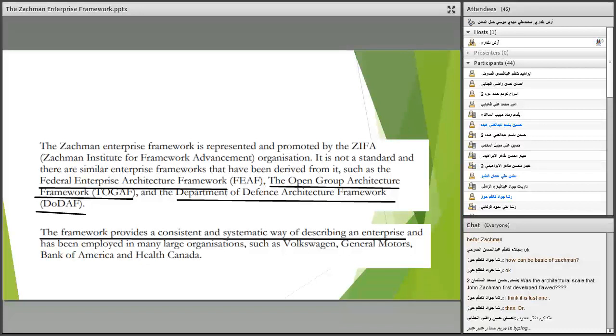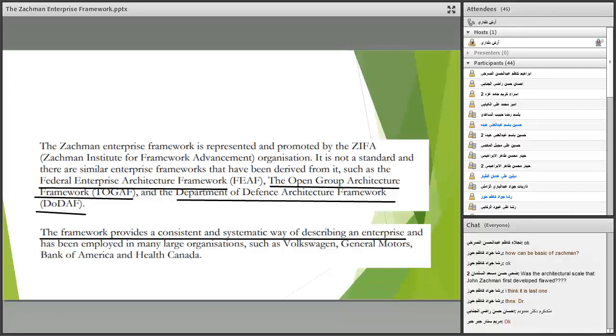So we use this framework to describe an enterprise, describe an organization, and it has been used in very large organizations such as Volkswagen, General Motors, Bank of America, and Health Canada.